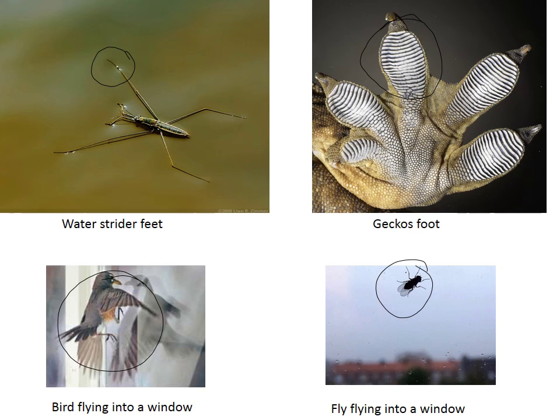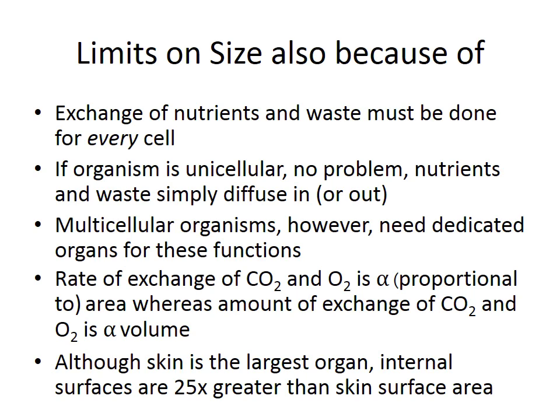It'll fly off again. So there are limits on size, not just because of geometry, but also because the exchange of nutrients and waste must be done for every single cell if the organism is multicellular, which most eukaryotes are. If the organism is unicellular, there is not much problem because the nutrients and waste simply diffuse in or out, though there's a limit of diffusion. However, it is not such a big problem. In multicellular organisms, however, they need dedicated organs for these functions.